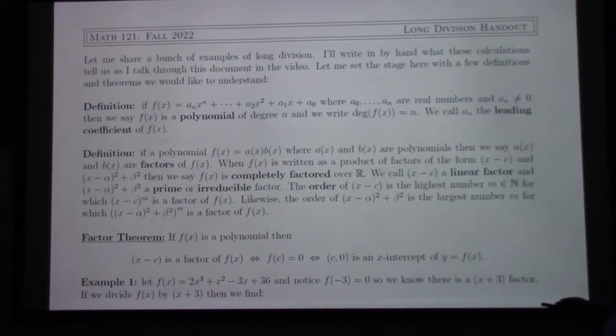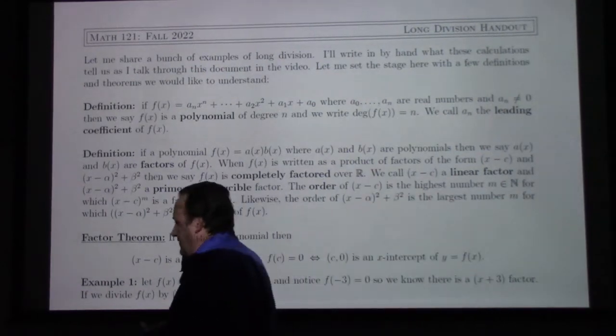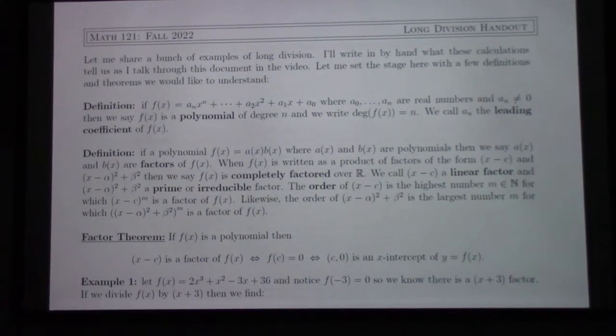And then the order of the factor is the largest power of the factor which appears in the factorization. And then we had the factor theorem, which said that x minus c is a factor of f of x if and only if f of c is equal to 0, which is to say that (c, 0) is an x-intercept, right? In the previous video, I actually worked out examples 1, 2, and 3 on the board.